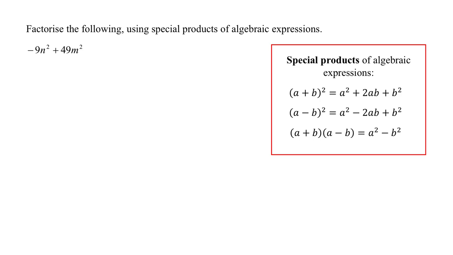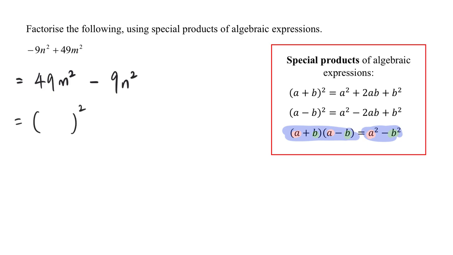So I see a square, this will probably be the one that I'm using, and I will then need to see what is my A and what is my B. But even before we do that, I'm going to rewrite this as 49m squared minus 9n squared, so that now I'm going to rewrite 49m squared as (7m) squared, because 7 times 7 is 49, m times m is m squared.